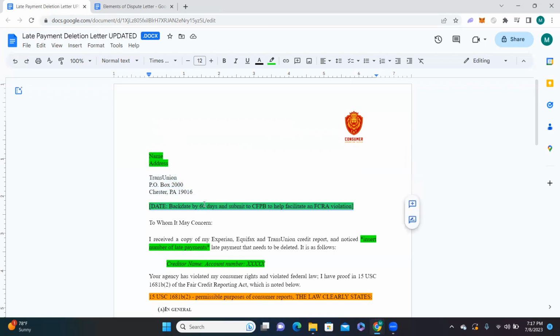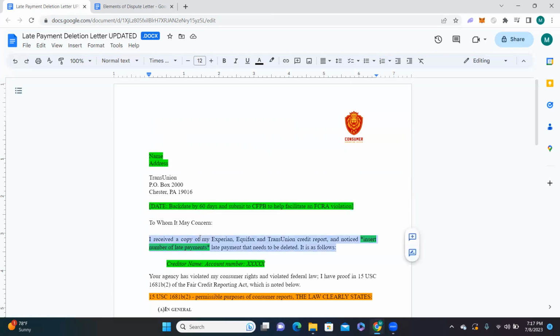So some secret sauce. We like to backdate by 60 days, and then we submit it to the CFPB. If you don't know, the CFPB is the Consumer Financial Protection Bureau. They basically monitor the credit bureaus. They're supposed to. And the whole purpose of us backdating is to basically fast forward time so it enforces that FCRA violation. Like, oh, it's supposed to be a 30-day investigation. If we backdate by 60 days, it's 30 days late because 60 days occurred, right? So hopefully that makes sense.